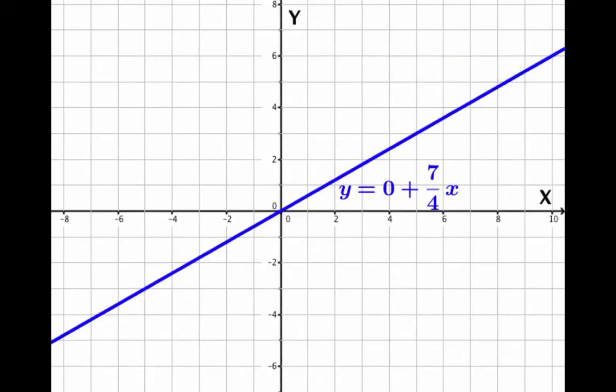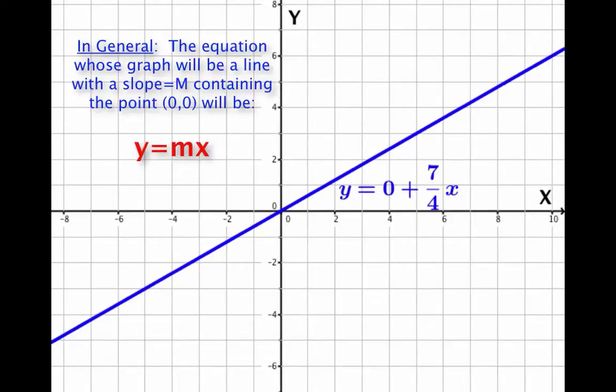In each of these equations, we didn't have to have that 0 there. I like to have it, but you didn't need to. And in general, we can say that the equation whose graph will be a line with a slope m containing the point (0, 0) will just be y equals m times x.